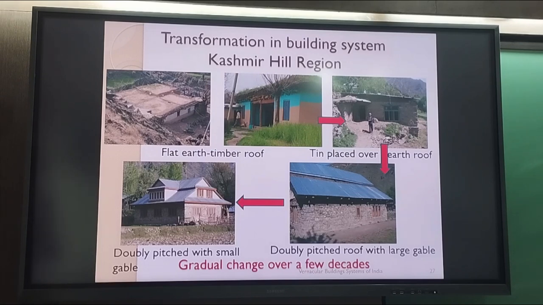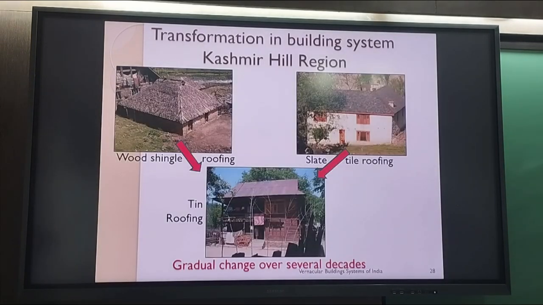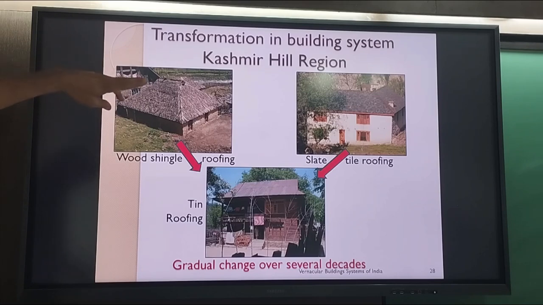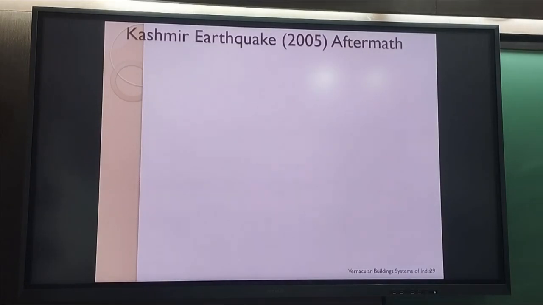It's gradual, most of these changes. All right. Some more examples here, where this is wood shingles. This is Deodar wood. There's like wooden tiles. It's fantastic. This will last for more than 100 years. This is a very old house. And then you have slates. Very few parts of Kashmir have slate roofs, and that is now transformed into tin roofs. So again, this has happened over several decades.